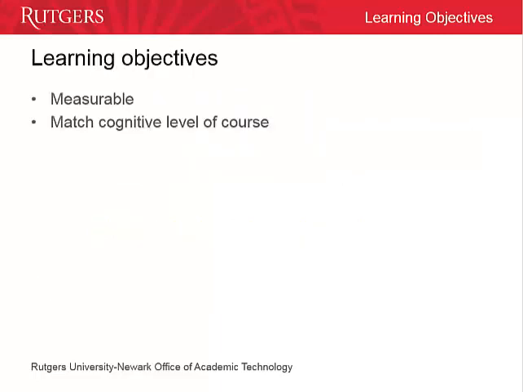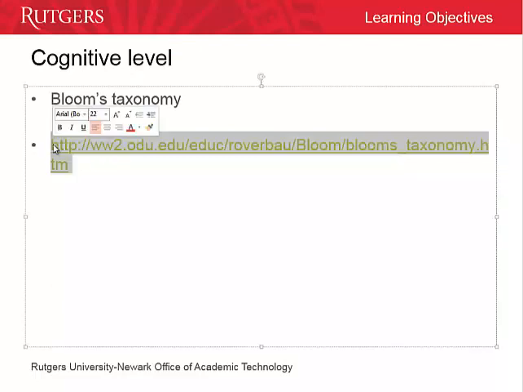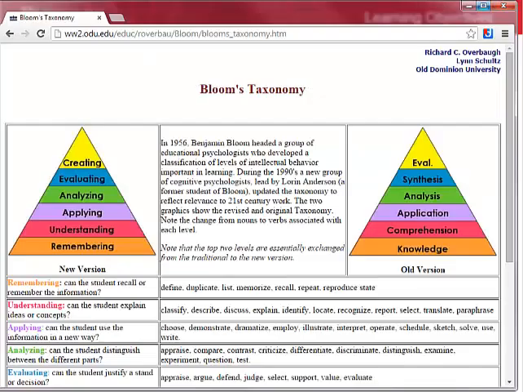So not only do learning objectives need to be measurable, they need to also match the cognitive level of your course. And by that, we mean the types of thinking skills that are required for your course. So let me just share with you a website that shows us Bloom's taxonomy. And I'll share these slides with you so that you can look at them if you want. In 1956, Benjamin Bloom defined each level of intellectual behavior, and it was updated in the 90s. And here's a graphic that describes both of them.